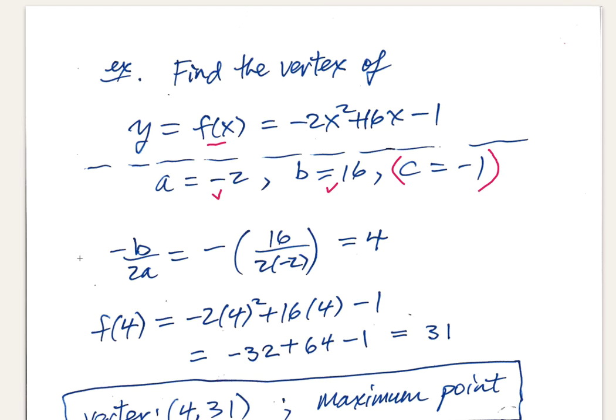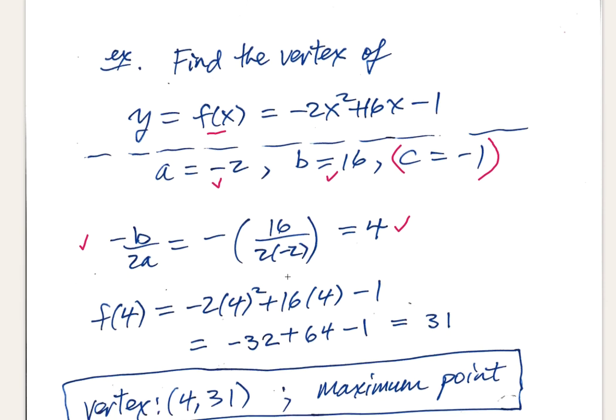Here's what we want to do. We want to find the vertex. We want negative b over 2a. So that's negative 16 over 2 times negative 2, and you can see that boils down to just 4. So h is equal to 4. That's the x-coordinate of the vertex, so that's 4.